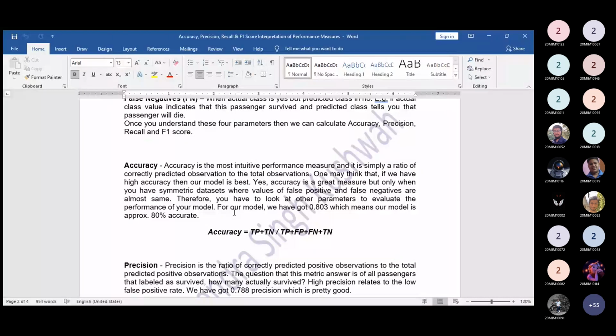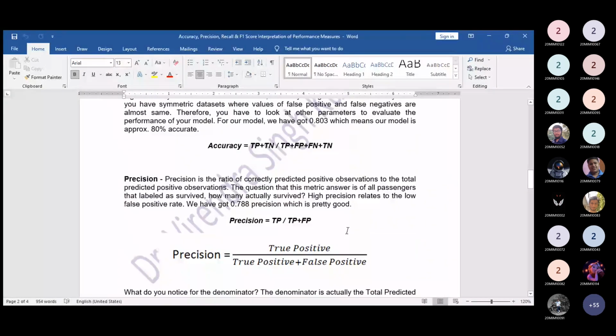So rather than avoid the tedious work, it is a better idea to use the simple library, and there we have the accuracy score. In the practical part, I will show everything. And next we have the precision. So what is precision actually?